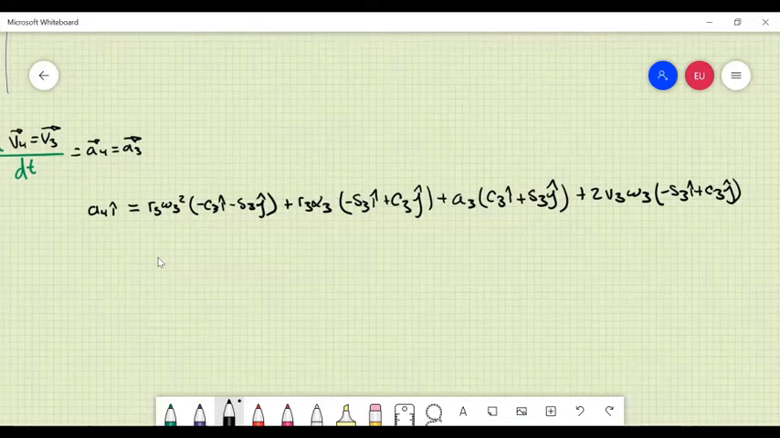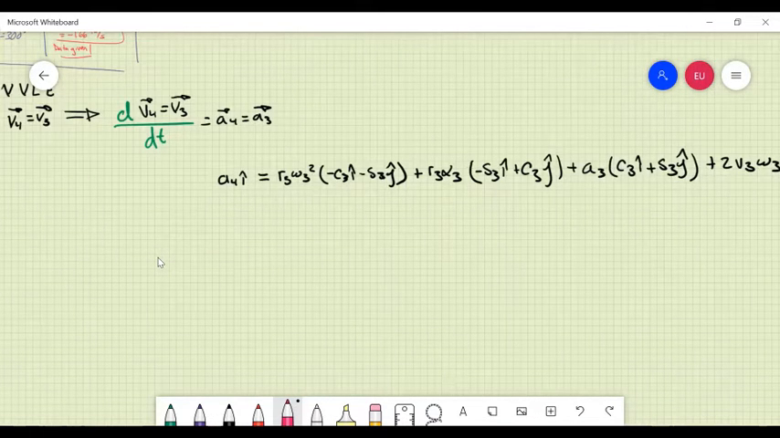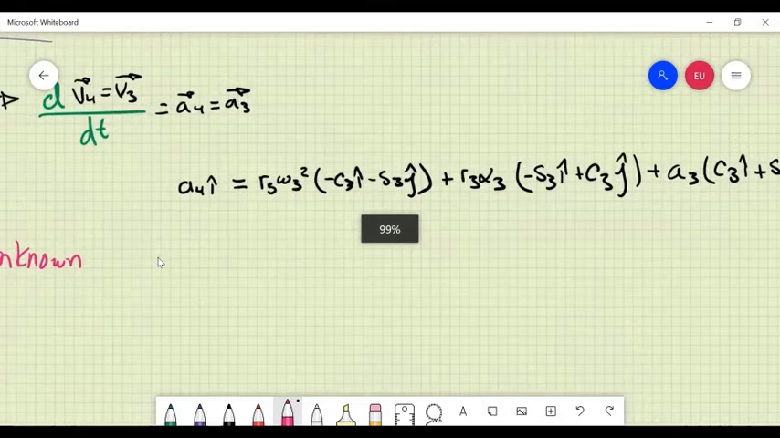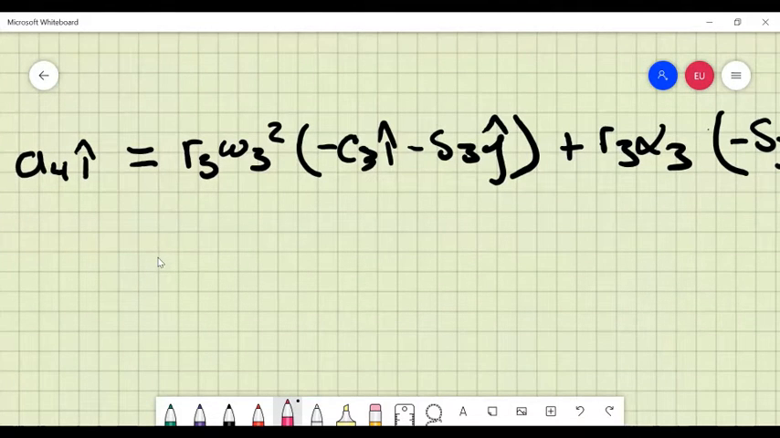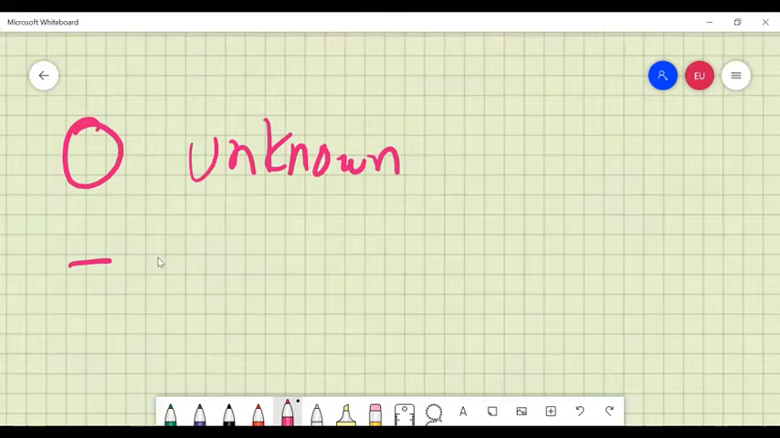Okay, now let's check what we know and what we don't know. I can check which variables I need to solve the system of equations. Do you think I know R3? Yes. Now I know it, right? Because I have solved the position.